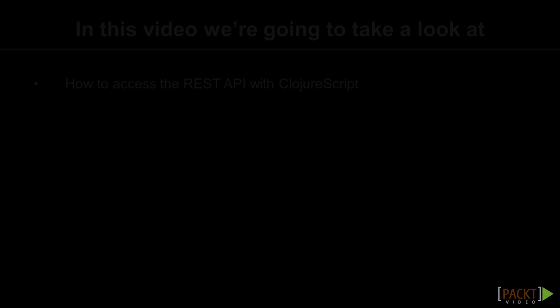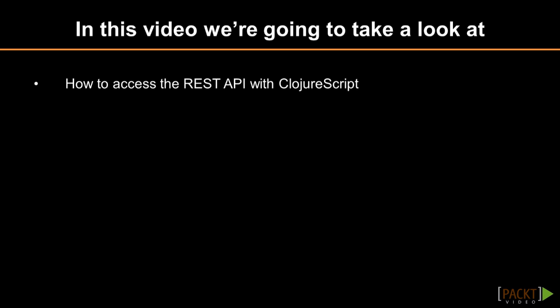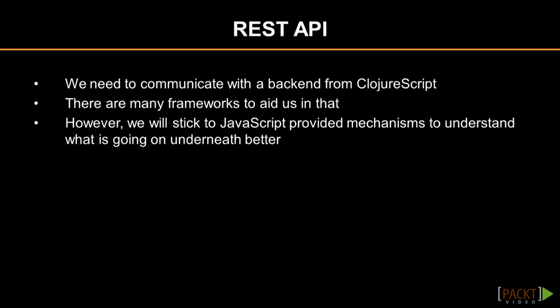In this video, we'll learn how to access the REST API with ClojureScript. In the previous video, we accessed and manipulated the DOM from ClojureScript. To have a complete range of tools for creating dynamic applications, we need means to communicate with the backend without refreshing the entire page. Of course, there are a number of frameworks, ClojureScript and JavaScript-based, that make such communication much easier. Still, for showcasing purposes, we will simply use direct JavaScript objects and methods.